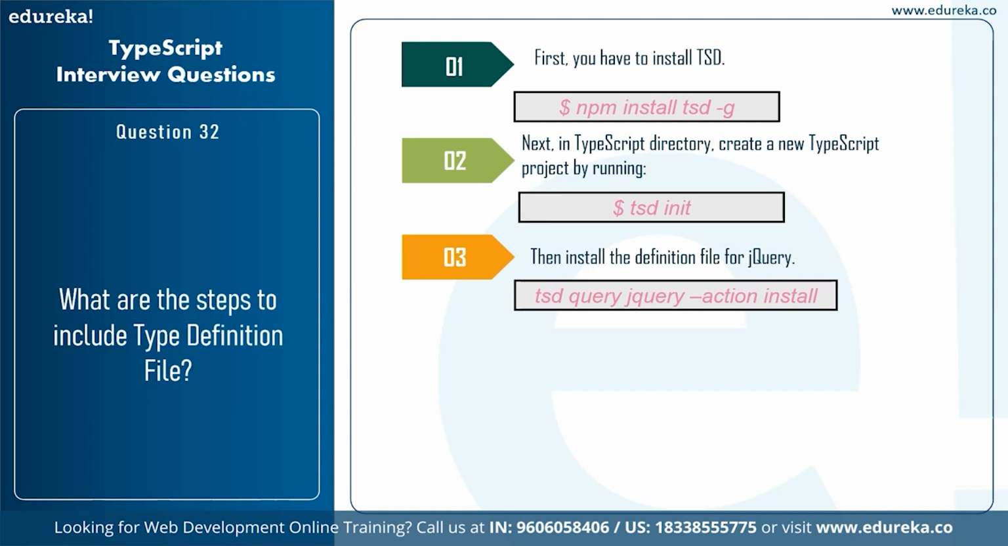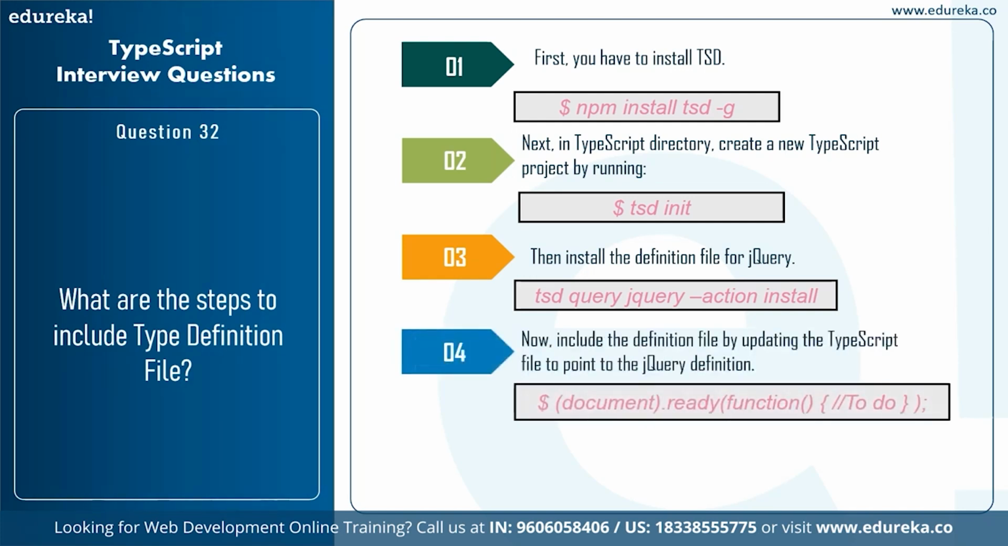Now this command will download and create a new directory containing the jQuery definition file, which ends with .d.ts. Now you have to include the definition file by updating the TypeScript file to point to the jQuery definition. So for that, you have your reference path, suppose the typings jQuery, then the jquery.d.ts. Then you have to write $(document).ready function and then whatever you have to perform inside this. Finally, you have to compile it again. Now this time, the JS file will be generated without any error. Hence, the TSD helps us to get the type definition file for the required framework. So these were the different steps involved in the type definition file.